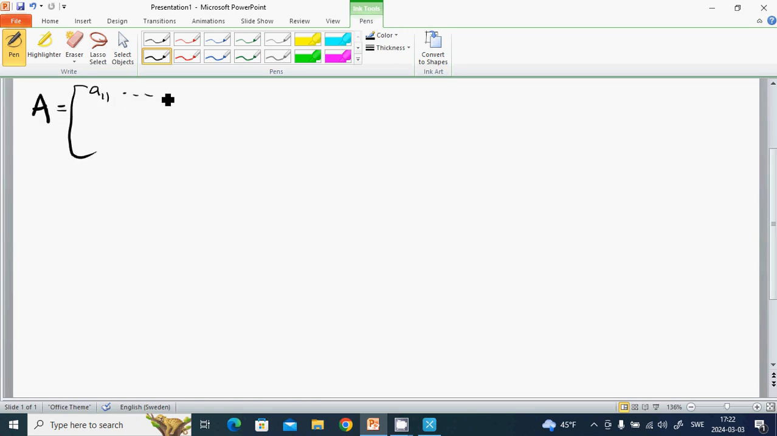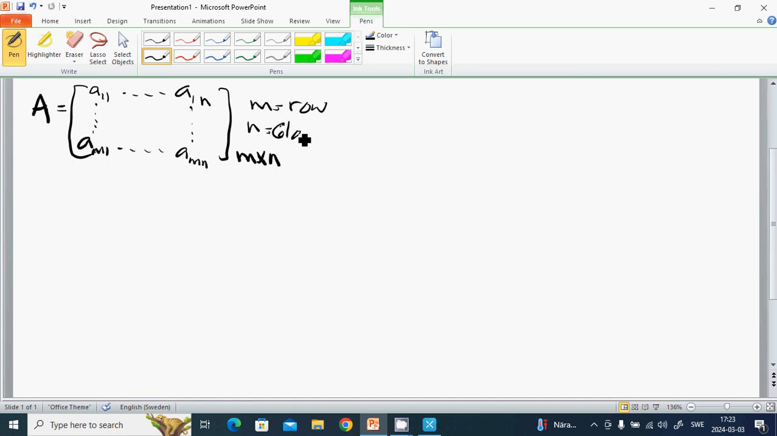A11, A1n, Am1, Amn. It is an m by n matrix, where m is the number of rows, the item of row, and n is the item of column.